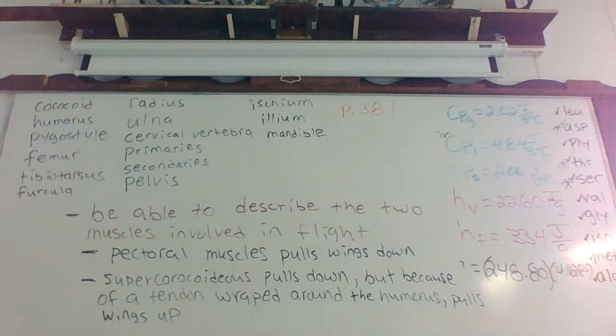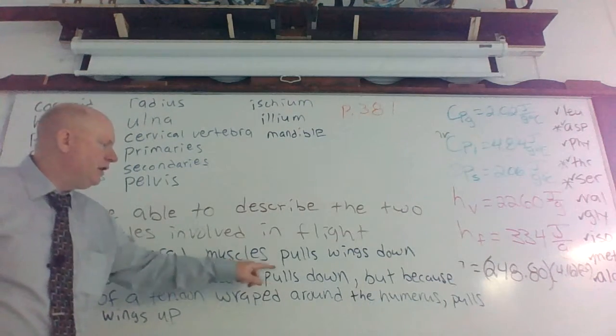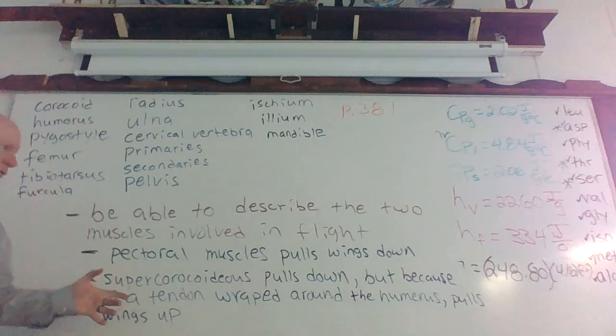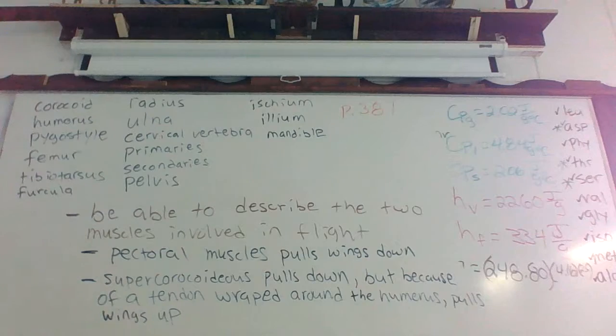Be able to describe the two main muscles involved in flight. Of course, birds have lots of muscles, but the two main ones that we are concerned about are the pectoral muscles, which pull the wings down or depress the wings, and the second one, called the supracoracoideus, that also pulls down. Again, notice these have the same action, they're pulling down, but because of that tendon wrapped around the head of the humerus, it has a different resulting force as opposed to the pectoral. So that raises the wings or pulls the wings up, whichever you're more comfortable with.